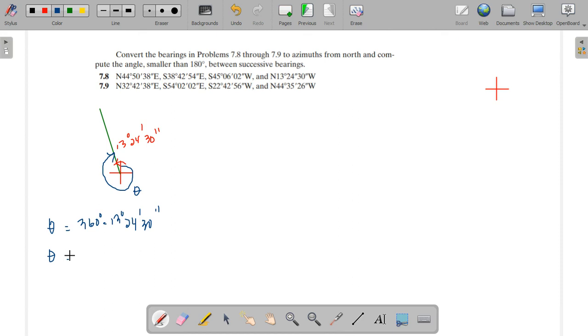346 degrees. Then we have 35 minutes, and then 30 seconds. All right, so this is your azimuth, no? Ito yung azimuth mo. 346 degrees, 35 minutes, and then 30 seconds.